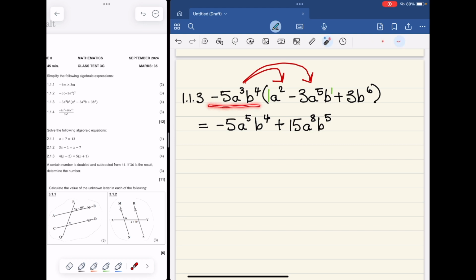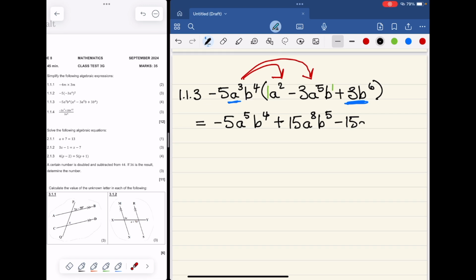So I'm going to multiply all of this again with the third term. So that is negative 5 times the positive 3, that gives us negative 15. And in the third term, there's no a's. If you look at this term here, there's no a's here, so this a will just stay a to the power 3. So that will be a to the power of 3. And for the b's, I've got b to the power 4 and b to the power 6, so that's b to the power of 10.